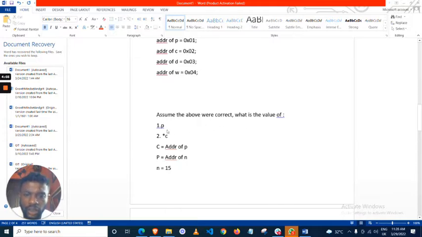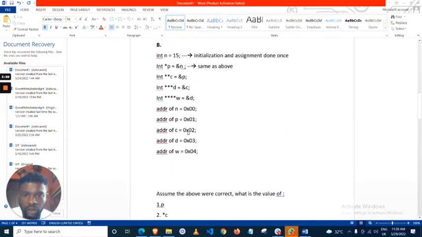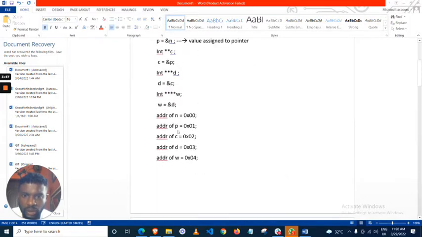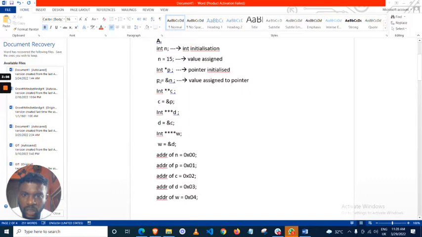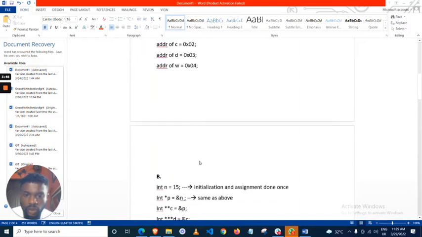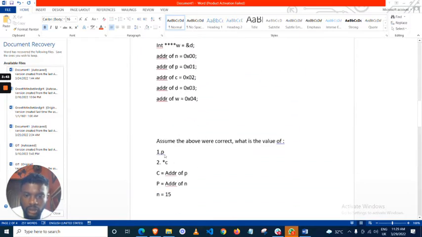So the first one is, what is the value of P? Very simple. You just go over to this place. What is P? From here, P is the address of N. Then you come to this place. What's the address of N? The address of N is 0x00. So the answer to this is 0x00. That's the value of P.